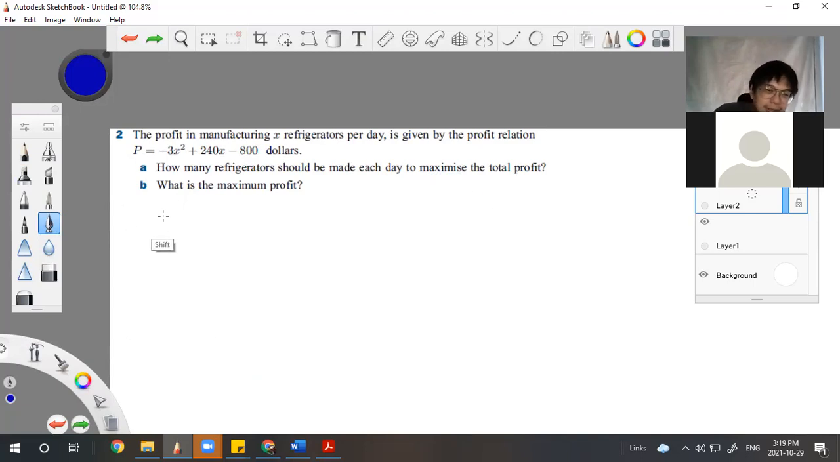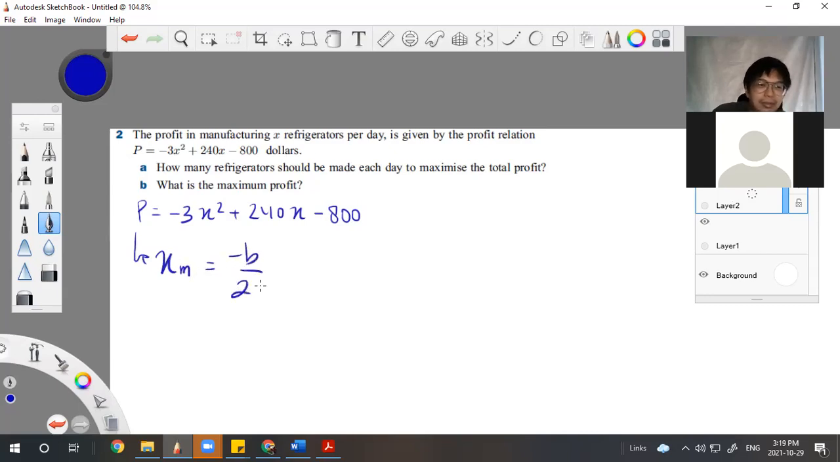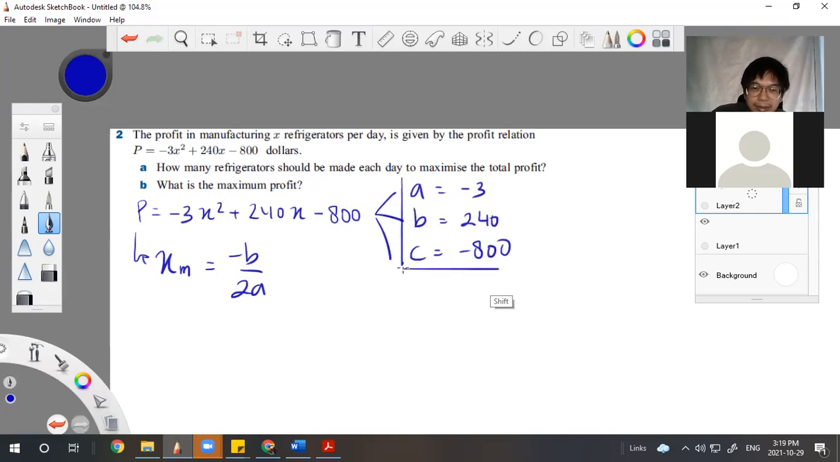So the profit P equals, I read that one more time, negative 3x squared plus 240x minus 800. And how many refrigerators should be made each day to maximize the profit? So when I want to maximize the profit, you have to find the x-m, negative b over 2a. But before that, I forgot to determine which is A, which is B, which is C. That's for the step only. This is for my OCD satisfaction because I cannot look at A, B, C too much, too messed up.